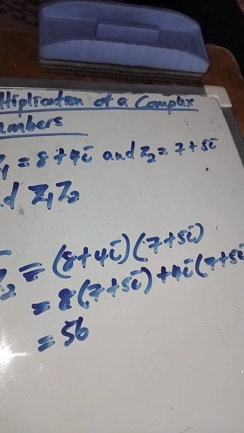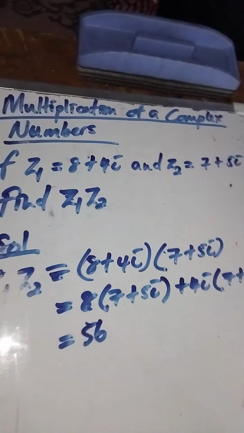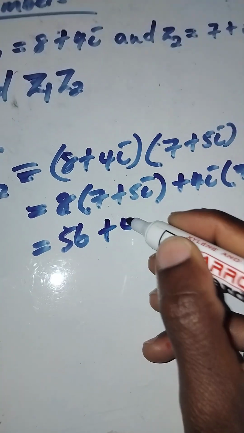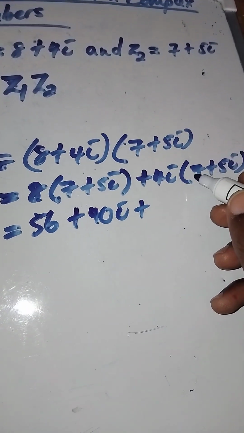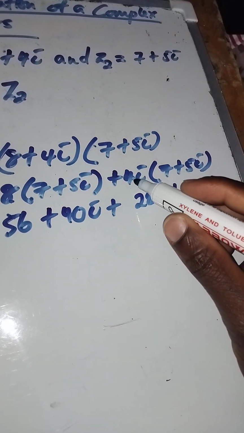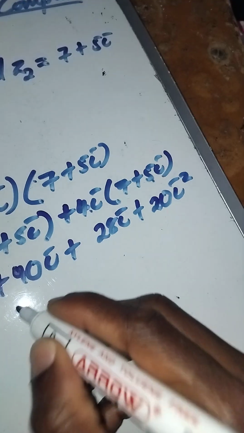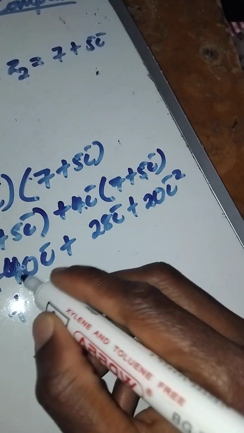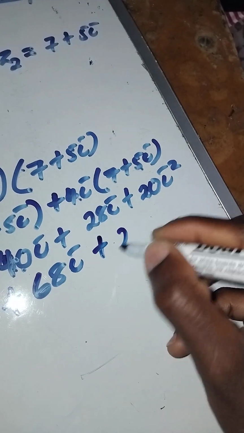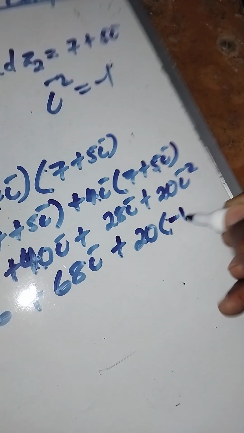Then 8 times 5i, we get 40i, plus 4i times 7, we get 28i, plus 4i times 5i, we get 20i squared. So 56 plus 40i plus 28i, we get 68i, and then plus 20i squared. Remember, i squared is equal to -1, so -20.